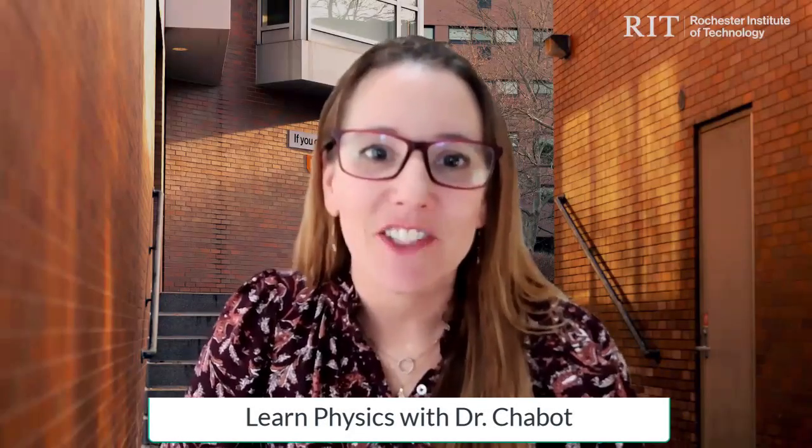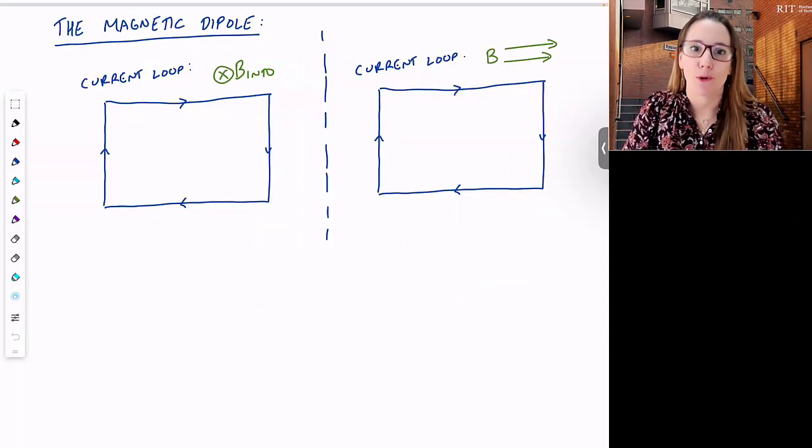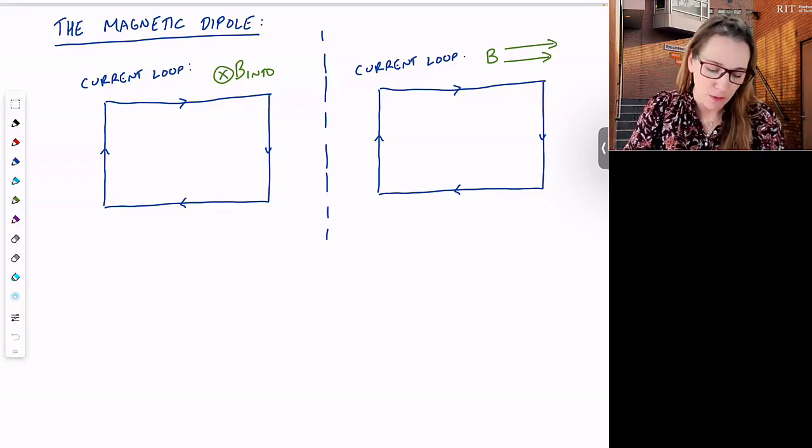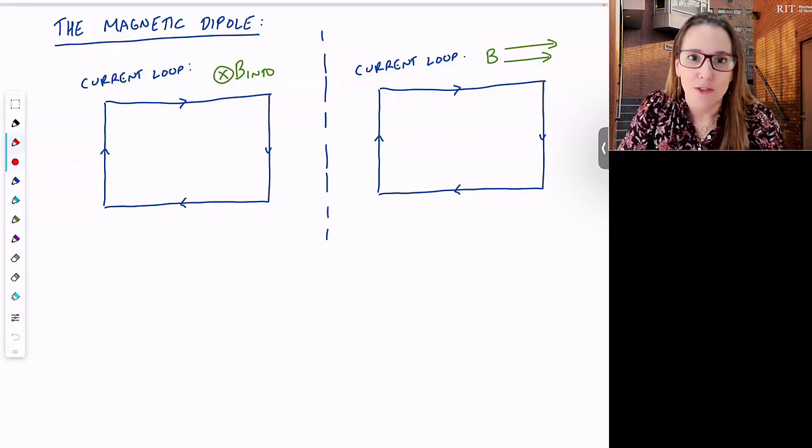Hi everybody, it's Dr. Chabot, and in this video we are going to look at and derive the magnetic dipole moment. So we're going to start with just a current loop. It's a square current loop of wire in a magnetic field, and I have two different magnetic fields shown here so that we can look at two different orientations.